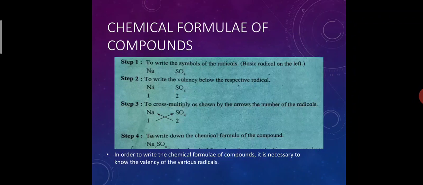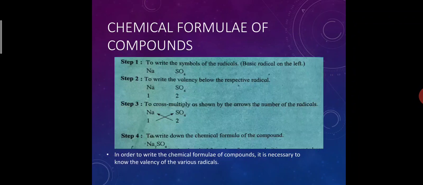Chemical formula of compounds. The steps for writing a chemical formula of sodium sulfate are shown below. Step 1. Writing the symbols of basic radical on the left and acidic radical on the right. Here, sodium is the basic radical which is written on the left and sulfate is the acidic radical which is written on the right. Step 2. Writing the valency below the respective radical. Step 3. Cross multiplying as shown by the arrows the number of the radicals.